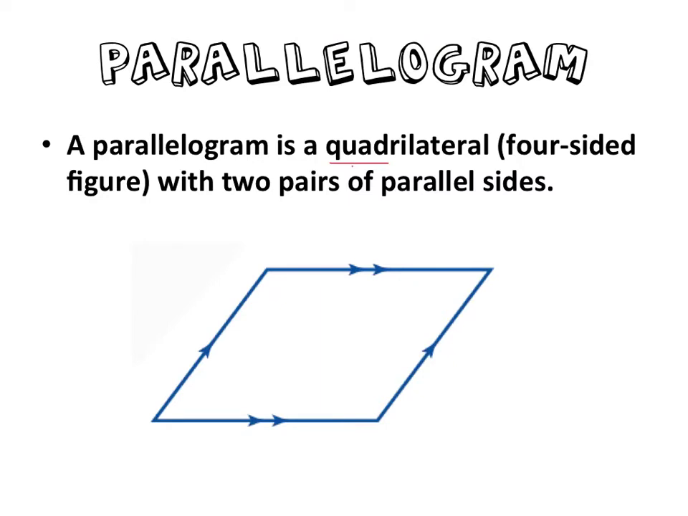And how it's defined is that it has two pairs of parallel sides. So this side and this side are parallel, and this side and this side are parallel. And it's a parallelogram. Later on, we're going to learn about how to work out the area of that parallelogram. But first off, you need this written down.